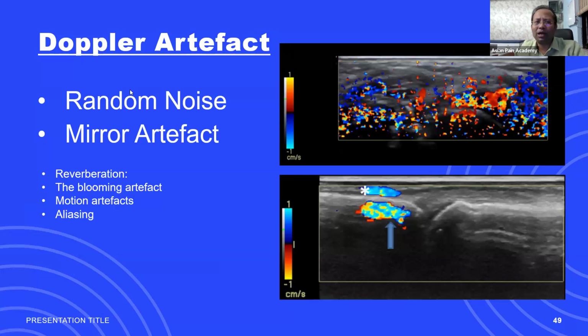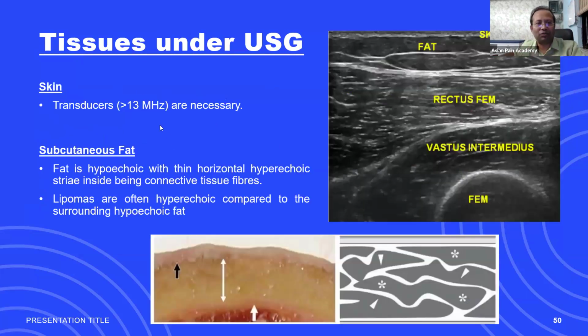There are some Doppler artifacts, like random noise. If you have increased the gain too much, this type of color comes which doesn't mean anything. It is not vascularity because the same color doesn't appear in the same area again. So that is called random noise. Mirror artifact is also another thing. Here the gain should be decreased. For mirror artifact also, gain should be decreased if you are using Doppler and this type of thing comes.